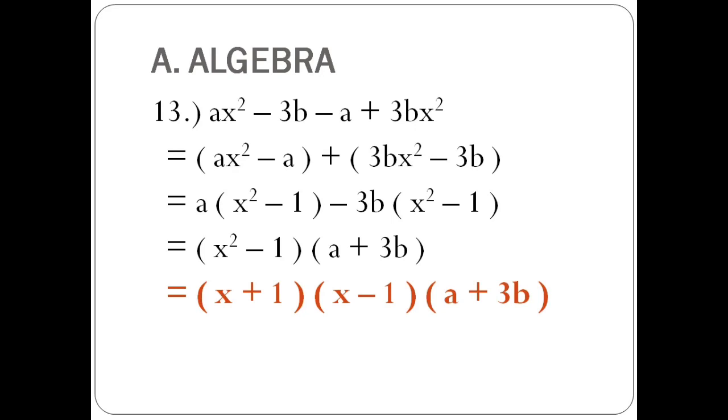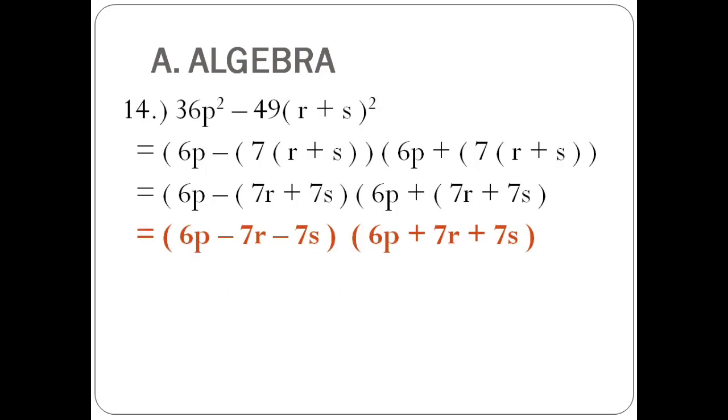Next given is ax squared minus 3b minus a plus 3bx squared. First step is we're going to arrange them and group them into binomials. Next is we're going to factor the expression. Next is to factor out the x squared minus 1. After you factor out, use the a squared minus b squared formula, a plus b and a minus b, to factor the x squared minus 1. So next, the final answer is x plus 1 and x minus 1 and a plus 3b.